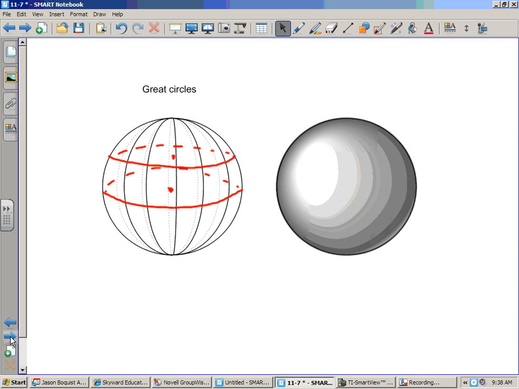I don't know. Just to show you what it would look like with outlines on it. I don't know.